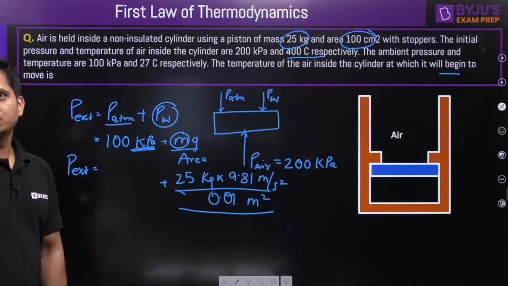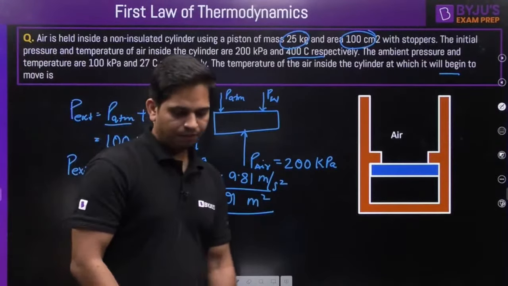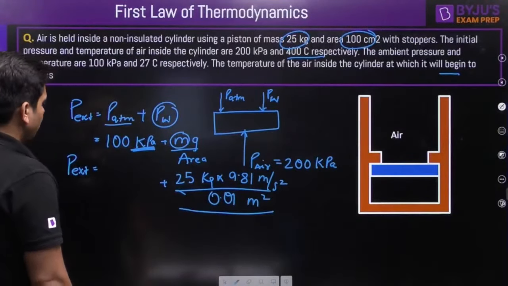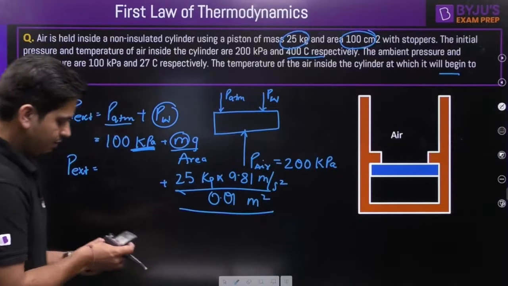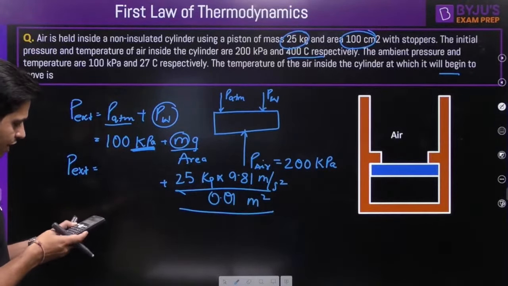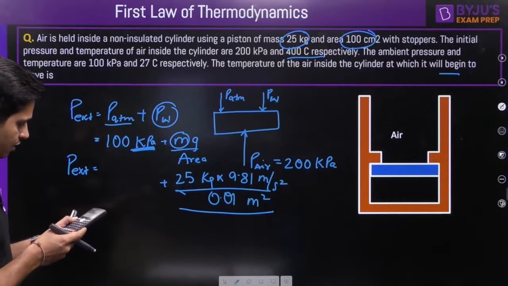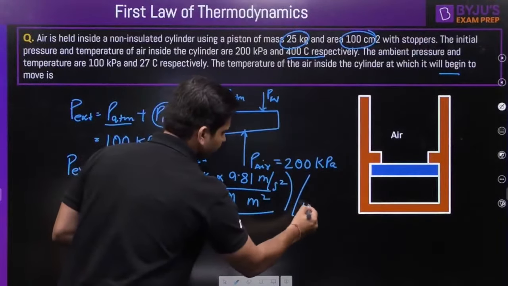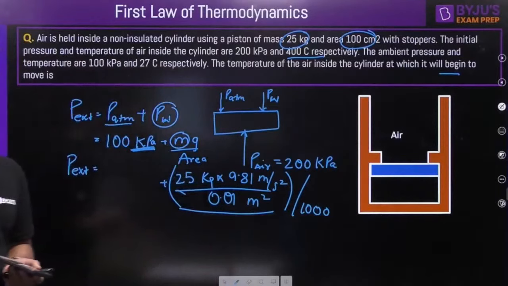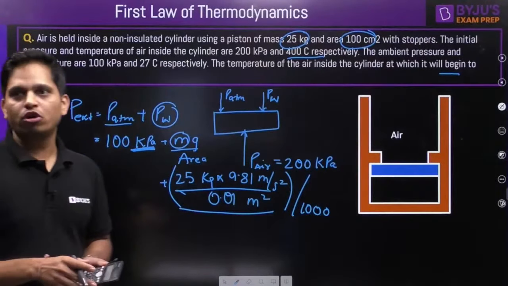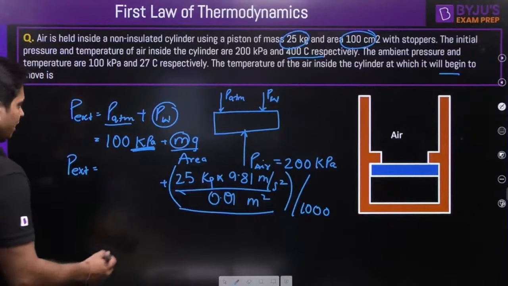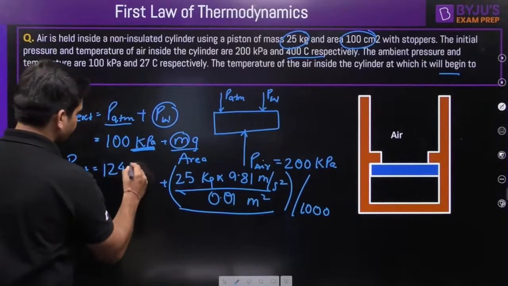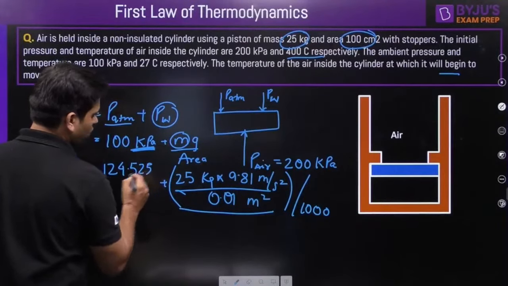Are you able to solve this very quickly because our time is almost over? 25 into 9.81 divided by 0.01, and you have to divide everything by 1000. Yes, P external is 124.525. That is correct. 124.525.